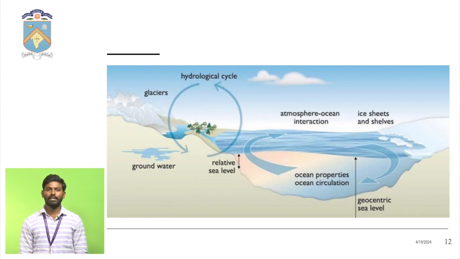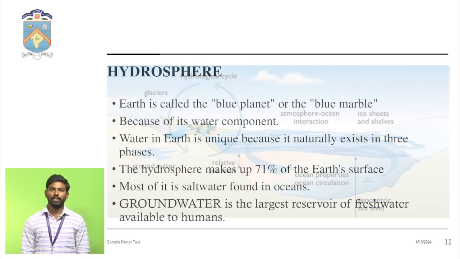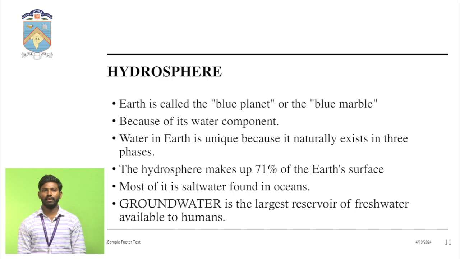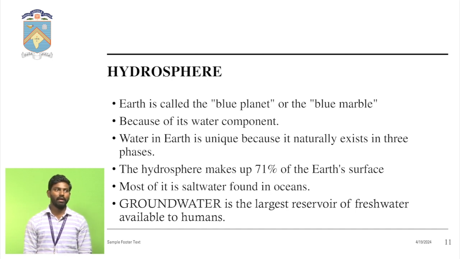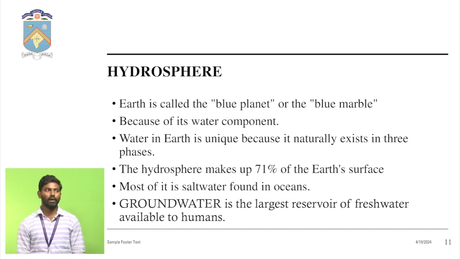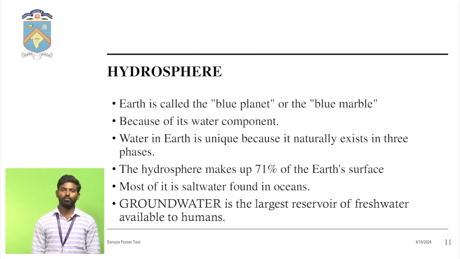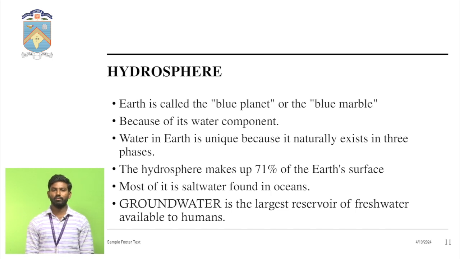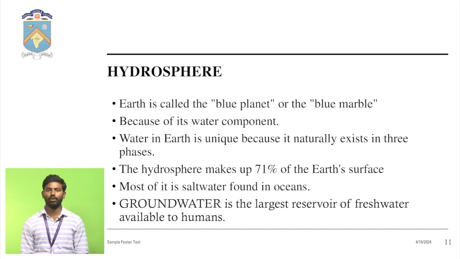Hydrosphere means it is based on water. To be honest, we have 71% of water on earth. We can call our earth the blue planet, or we can call it the blue marble. Of the 70% of water, only 2.5% can be used, and in that 2.5% we waste a lot of water, which is so essential for our life.